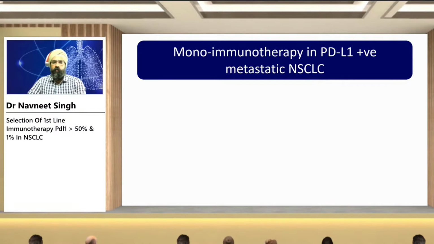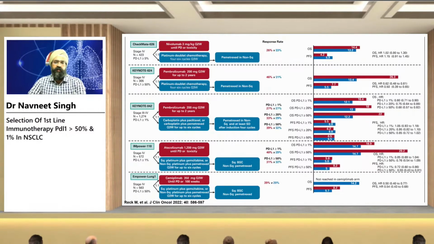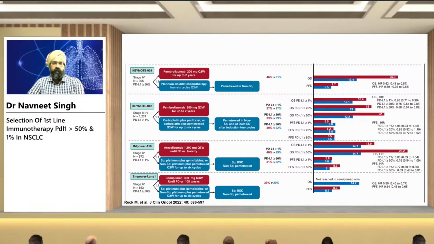So focusing a bit more on monoimmunotherapy in PD-L1 positive disease. This was an excellent review published earlier in JCO. Checkmate 026, which tested nivolumab, obviously was a negative trial, and we leave it out here. If you look at the others, you can see that if you use monoimmunotherapy for high PD-L1 expressors, you get benefits in terms of much better response rates, as well as improvements in overall survival. And as you can see, the best overall survival has been for PD-L1 greater than 50% with either pembrolizumab or even atezolizumab.